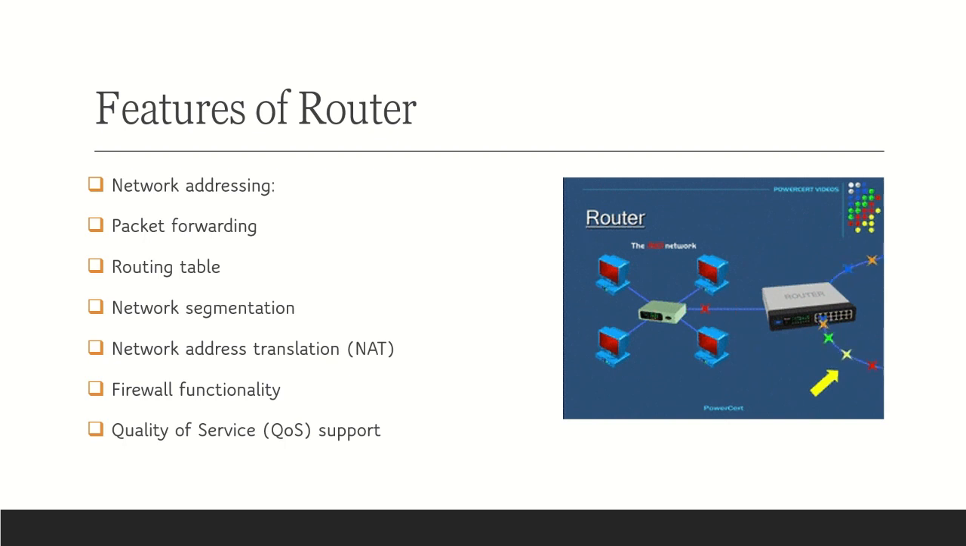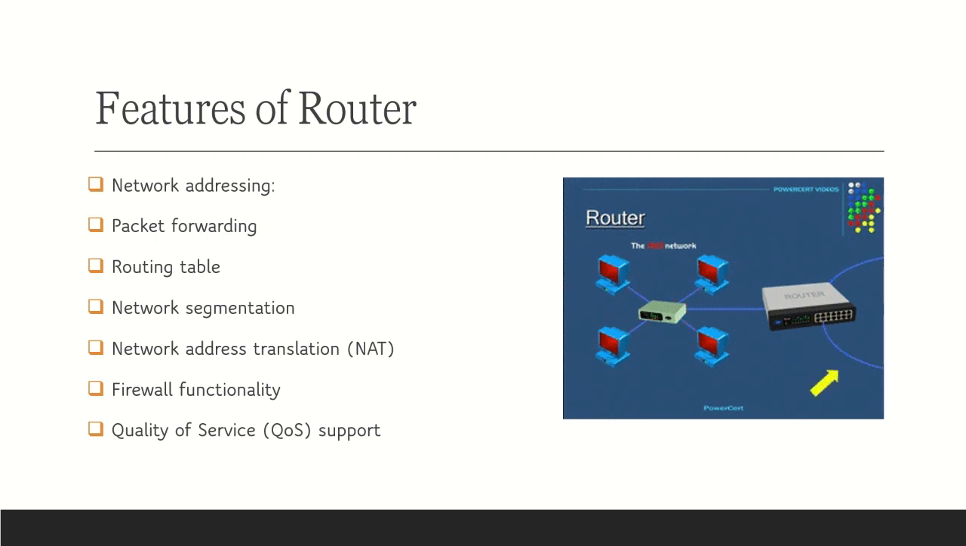So another important device is the router. It is called the mother of the network. The first feature of the router is network addressing. It maintains the routing procedure, so it contains the network address. It has the feature of packet forwarding. It can forward the packet to the nearest node, and it maintains a routing table in a specific network.